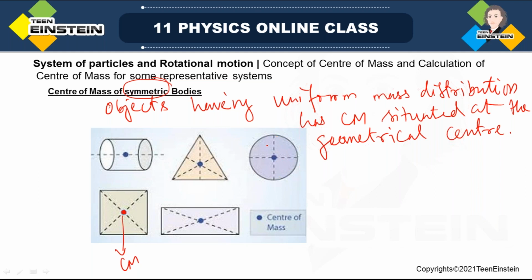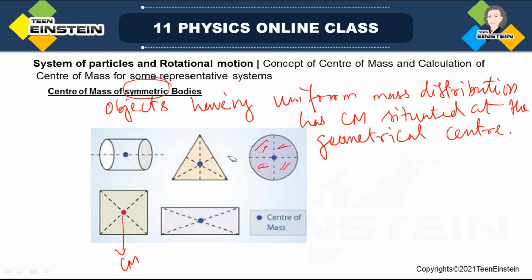also. Since the mass is actually distributed uniformly, and see, symmetric, this object, see, this part is symmetric to this part, or this part, whatever you take. So all the parts are actually symmetric to each other. In this case also, look, this part is symmetric to this part, this part is symmetric to this part, okay. So they have uniform mass distribution all over. So that's why the center of mass will be at the geometrical centers.